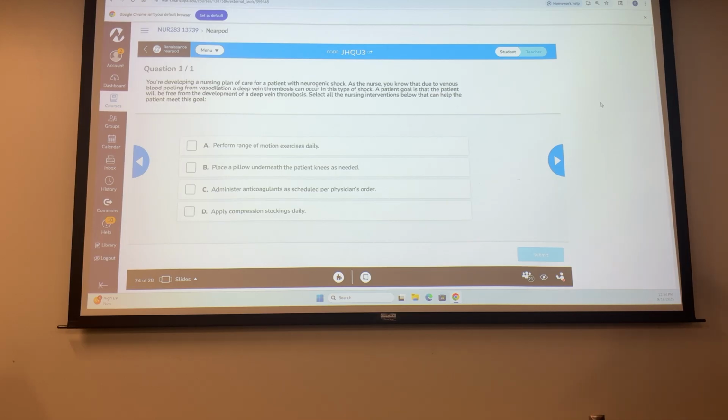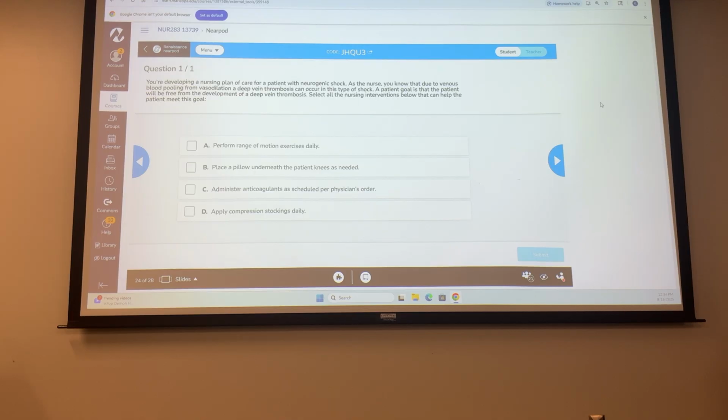All right, let's talk about this. I know I can talk about bug bites all day. Okay, so you're developing a nursing plan of care for a patient with neurogenic shock. As a nurse, you know that due to venous blood pooling from vasodilatation, a deep vein thrombosis can occur in this type of shock. A patient goal is that the patient will be free from the development of DVTs. Select all the nursing interventions below that can help the patient meet this goal.